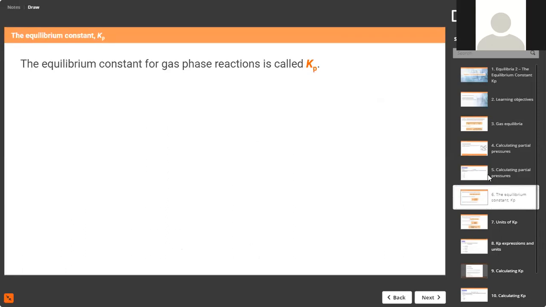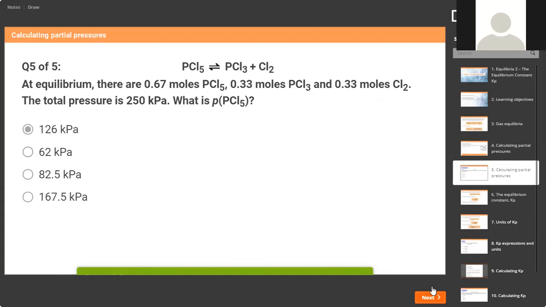I'm going to stop here actually, because I'm not going to go on to the next bit.